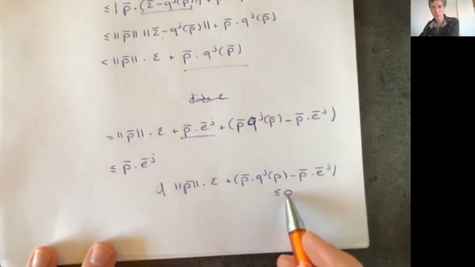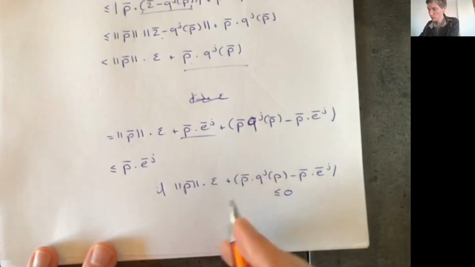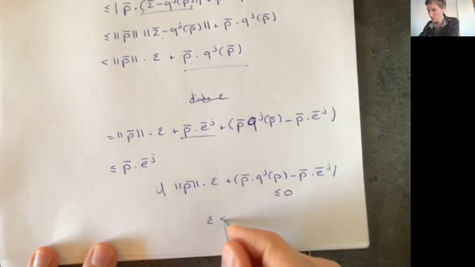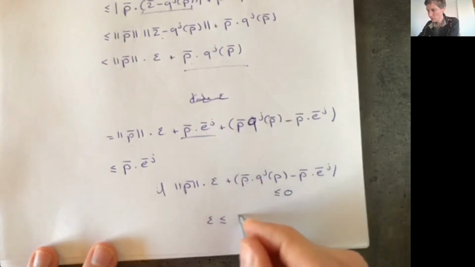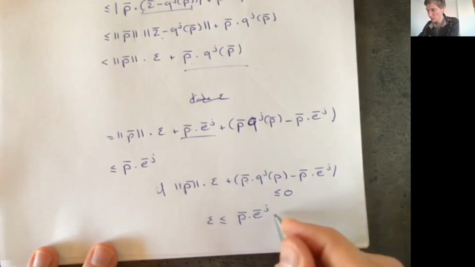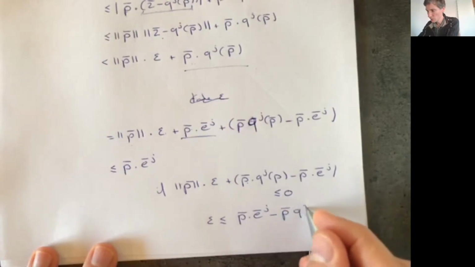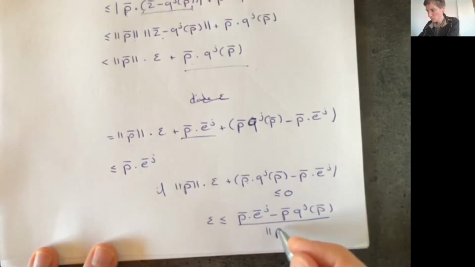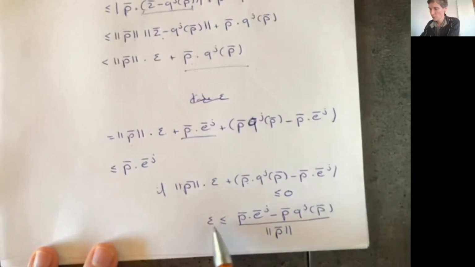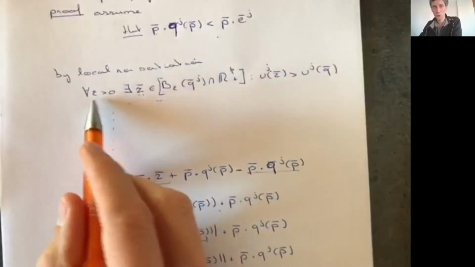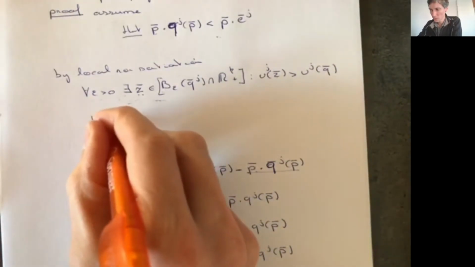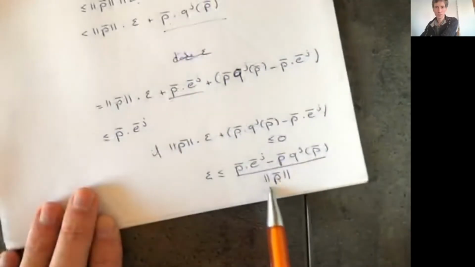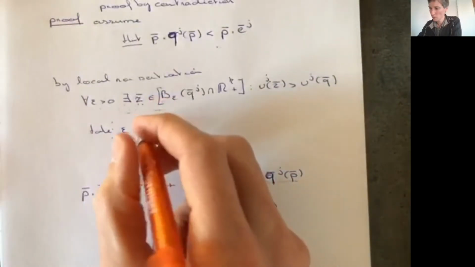Okay, and how can we guarantee that this is true? Well, we just take epsilon on one side and then put everything else on the other side. So here we have P times EJ minus P times QJ of P, and we divide it by the norm of P. So we take epsilon to be smaller or equal to this value here. This holds for every epsilon, so take epsilon to be equal to this expression over here, which we know will work.